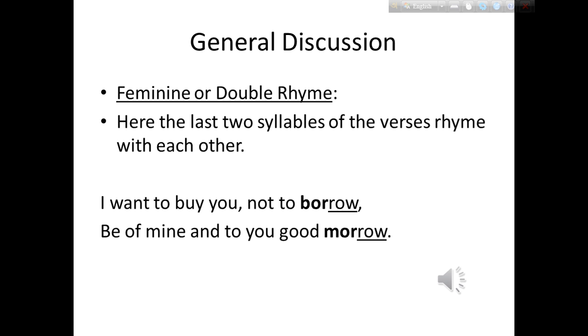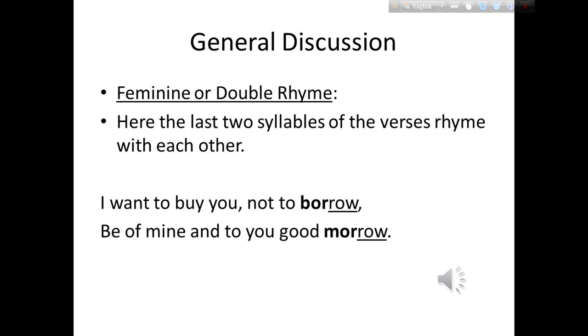Now the next one, feminine or double rhyme. In this type of rhyme, the last two syllables of the verses rhyme with each other. The last two syllables. So let's see the example again. I want to buy you, not to borrow. Be of mine and to you good morrow. Here the last word of each of the two sentences contains two syllables, and the last two syllables match each other or rhyme with each other.